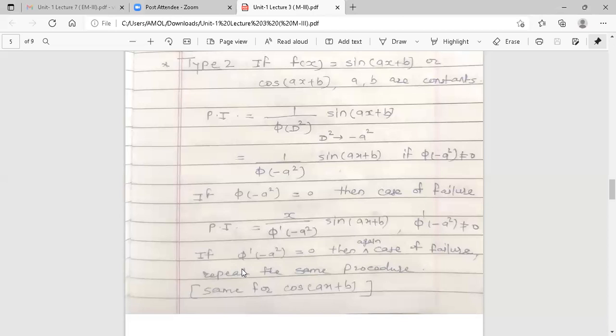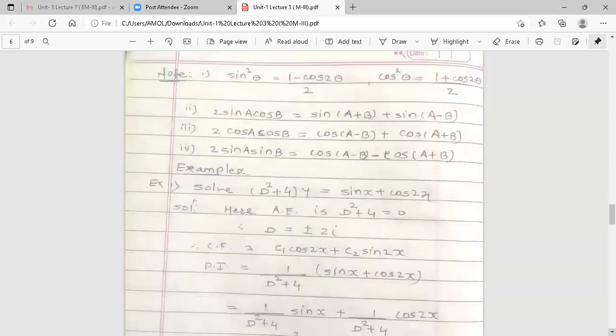The same result formulas are there for the cos function also, cos of ax plus b. In the cos function also, you have to replace the terms of D square by minus a square. And in the same way, you find the PI for the cos function.